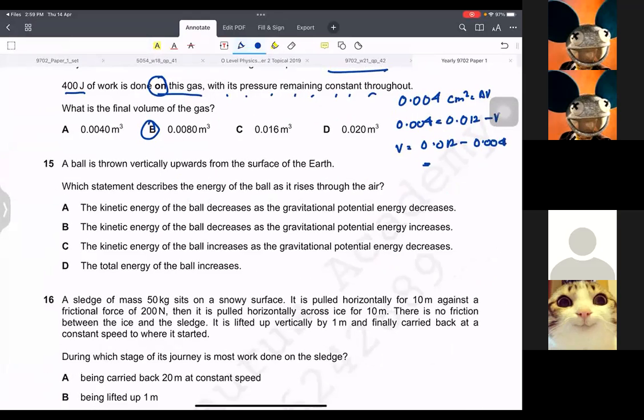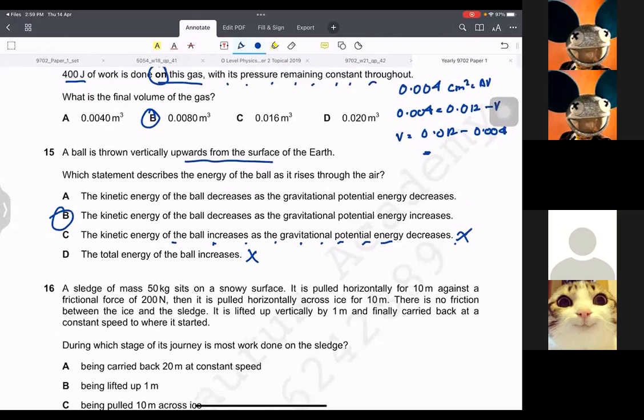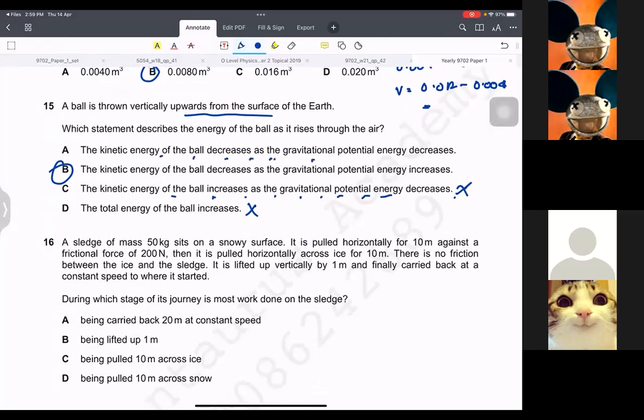Now the ball thrown vertically upwards from the surface, which statement describes the energy of the ball as it rises through air? Total energy cannot increase. So that's absolutely wrong. Kinetic energy of the ball increases as the gravitational potential energy decreases. That's wrong, because gravitational potential energy is increasing. It's upward from the surface. The kinetic energy of the ball decreases, gravitational potential energy increases. That is correct. The kinetic energy of the ball decreases, gravitational potential energy decreases. That's wrong. One has to increase.